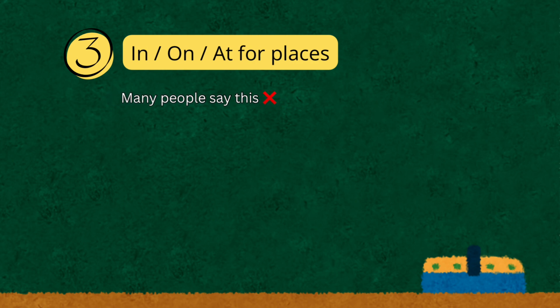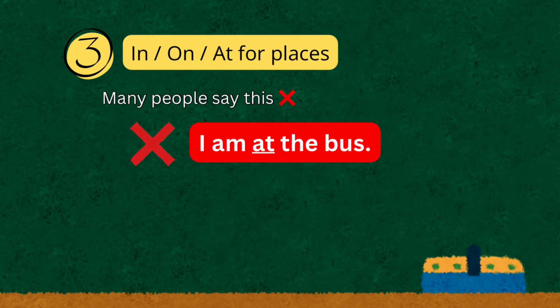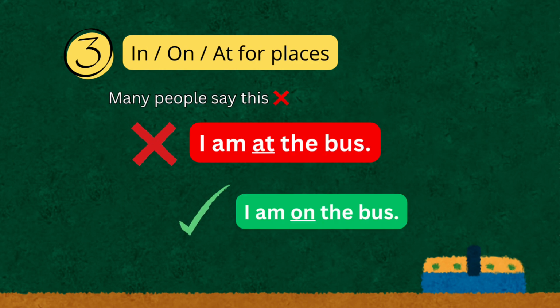Mistake 3. I am at the bus. I am on the bus. Prepositions of place. We say on the bus, in the car, and at the station.